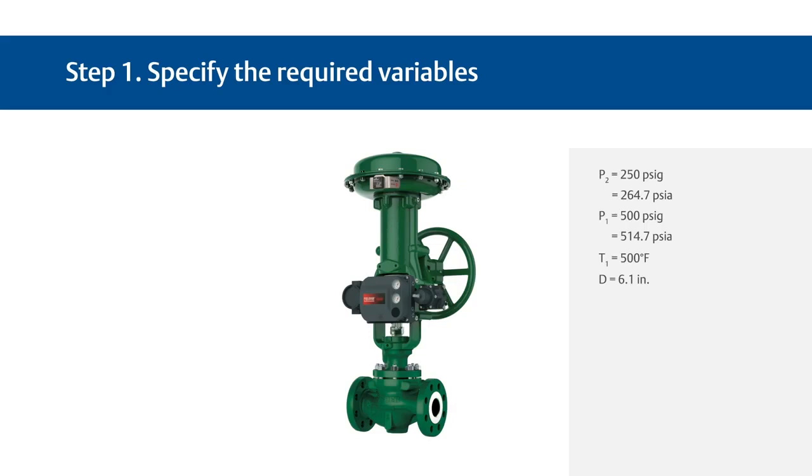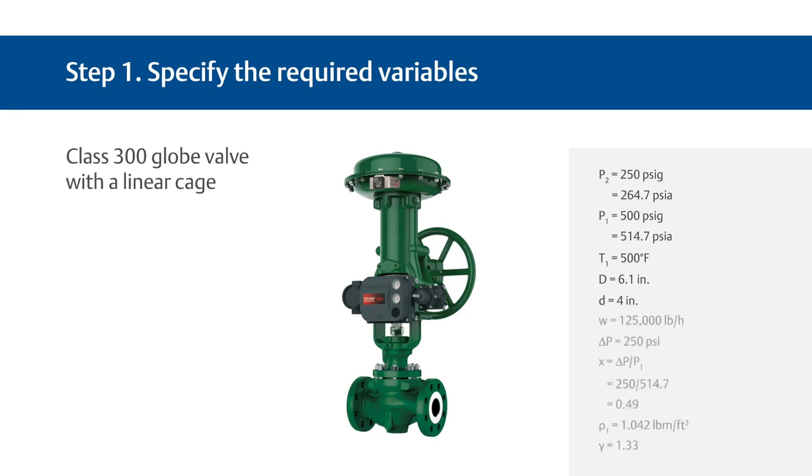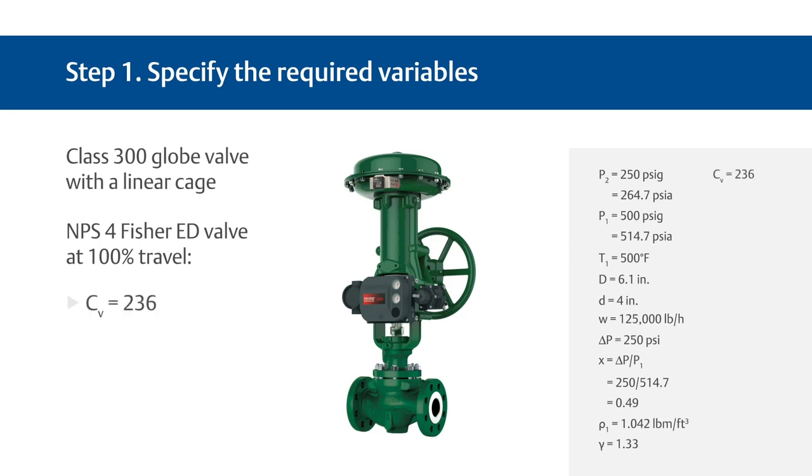The first step is to specify the variables required to size the valve. The desired valve design is a Class 300 globe valve with an assumed size of 4 inches and a linear cage. The other service conditions are shown. We'll keep these conditions on screen throughout for reference. Start by trying an NPS 4 or DN100 Fisher ED valve with linear trim at 100% travel, where CV equals 236 and X sub T equals 0.69.